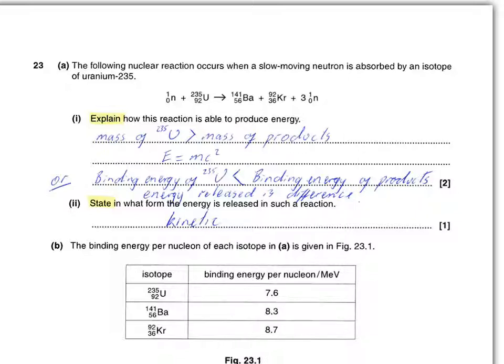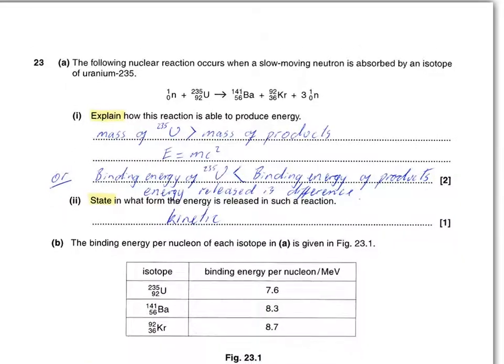In what form is energy released in such a reaction? In essence, you could say that it's thermal, but because we're talking about the particle level, they want you to understand that that is kinetic energy of the particles. Now, yep, that is thermal energy, but they definitely want you to say that it's kinetic energy of the particles.